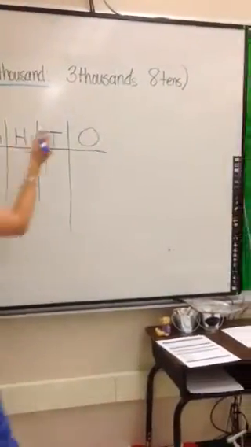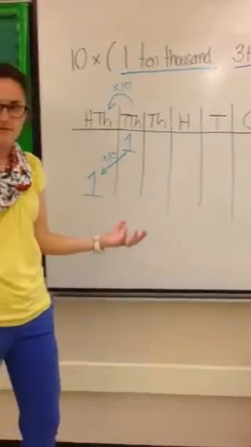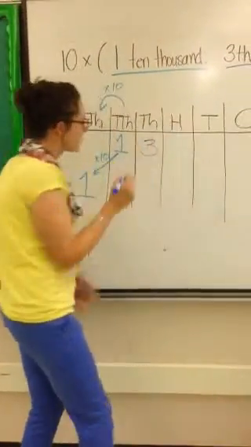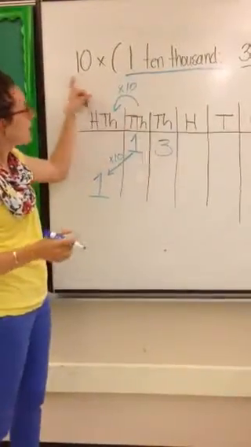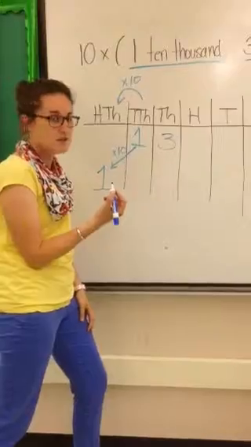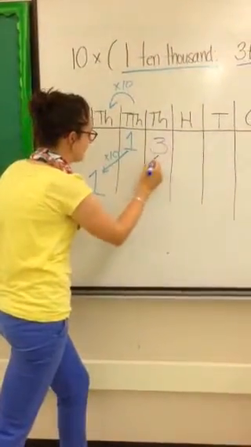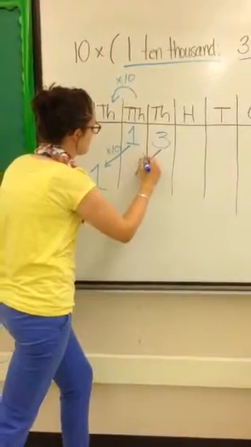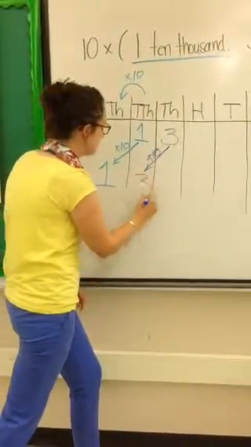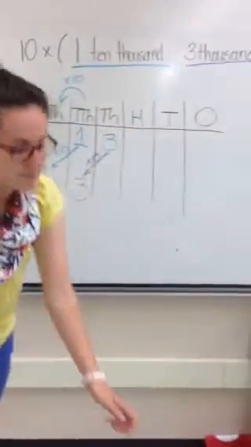My second part says 3,000. So where do you think I should put my 3? In the thousands place. So, 3,000. But now, I'm going to multiply by 10 again. When I multiply by 10, do I move to the right or the left? The left. So, 3,000 times 10 gives me 3 10,000. Makes sense so far. Let's tackle our last part.